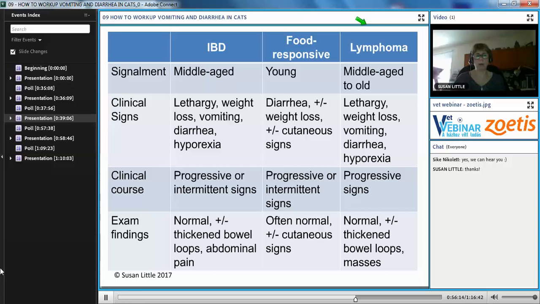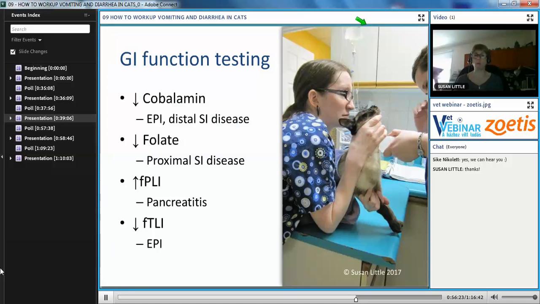What I do want to talk about is one of the ways to help us without going to biopsy, because obviously inflammatory bowel disease and lymphoma are biopsy-based. So what can we do before that step? That's where gastrointestinal function testing comes into play. And again, it depends on the laboratory that you work with, but they might bundle together a panel of tests that usually include cobalamin, folate, feline PLI, so pancreatic lipase immunoreactivity, and then the TLI, the trypsin-like immunoreactivity.